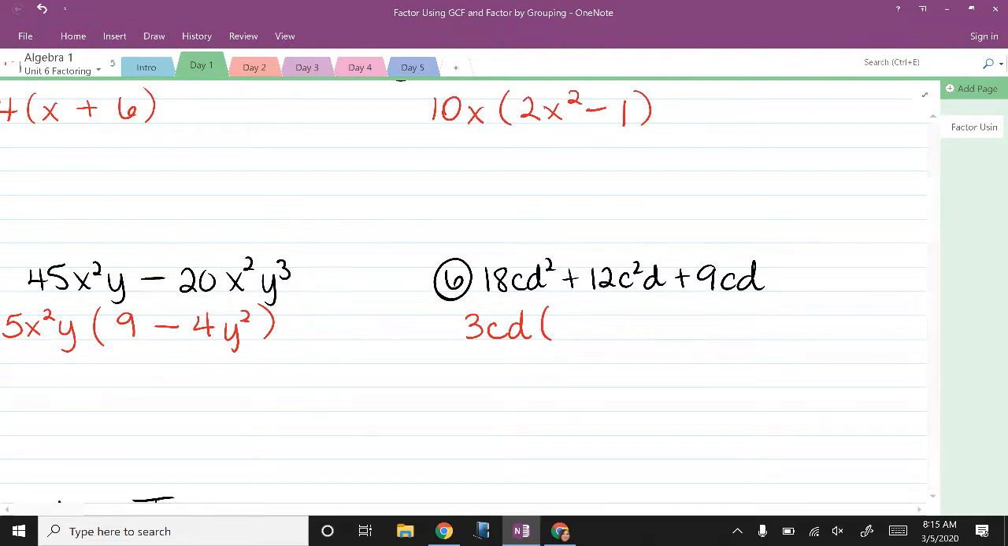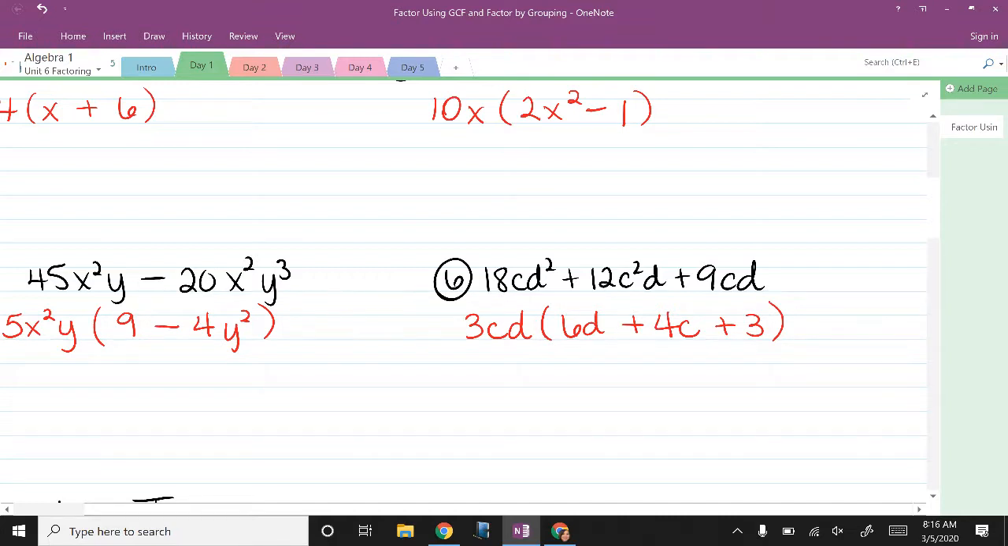Okay. What times 3 is 18? Does that term need any variables? What does it need? It needs a d. Good. Plus, what times 3 is 12? 4. Does that one need any variables? It needs one more c. Is everybody okay with that? It doesn't need any d because it has the same amount. Plus, what times 3 is 9? 3. Does that one need any variables? No. Close your parentheses. And then you can check it.